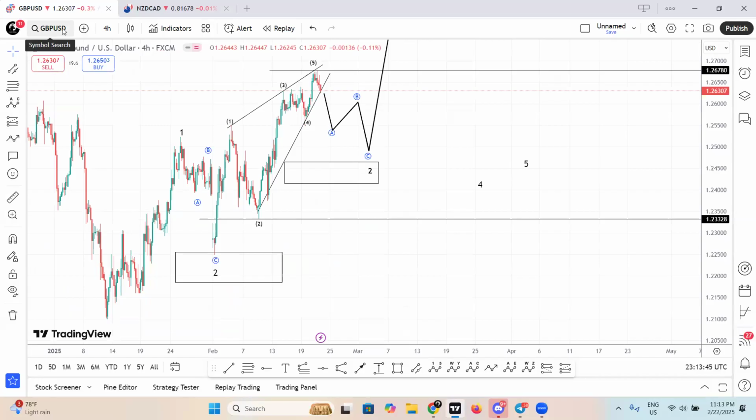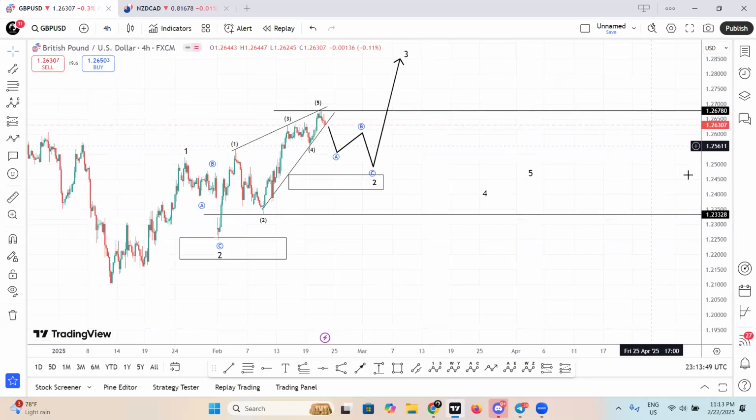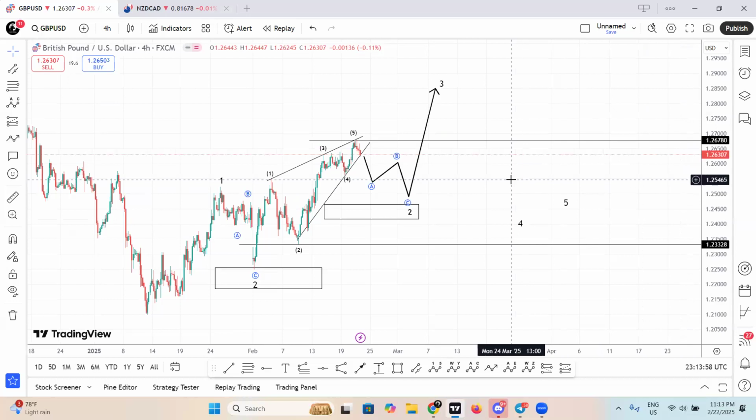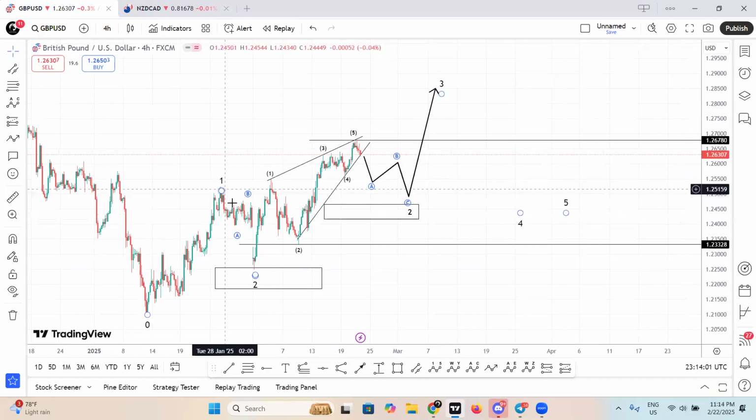GBP USD, we have the same structure also. And it seems this structure is across the board on USD. Any pair containing USD, this structure is well spotted. Can you see wave 1 and wave 2?